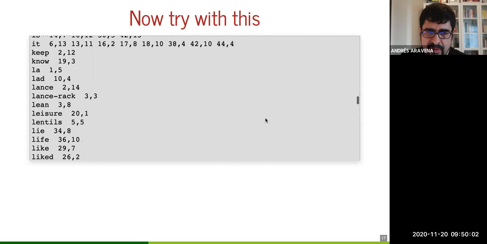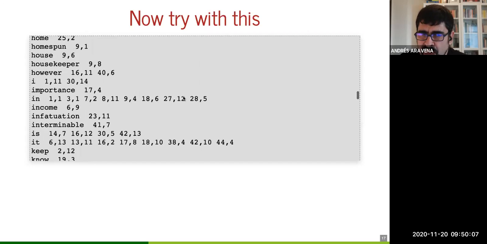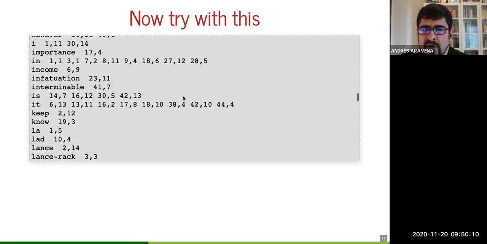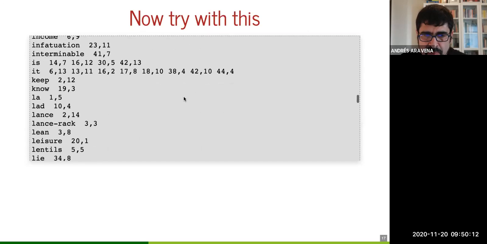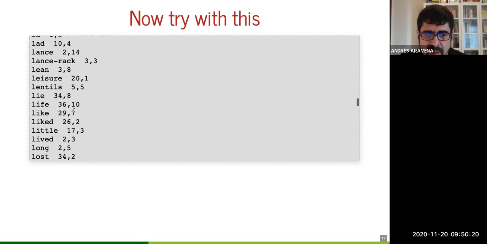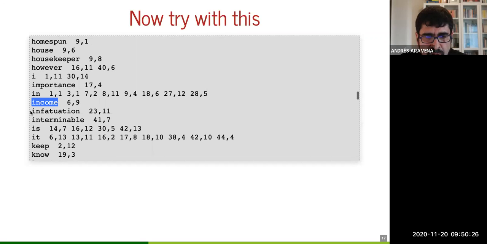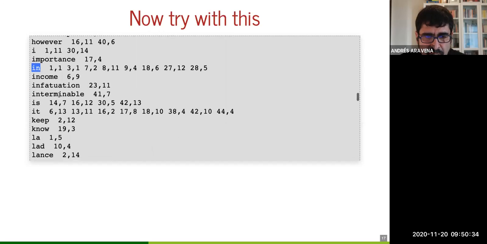I discard it, because it's a perfect match, not a partial match. I'm not doing a local alignment, I'm doing a complete match. So the only way that I will find "in" is "in". It's a perfect match. For example, it is not "income", not "infatuation", not "interminable", it's just "in". It's not this "in" inside "interminable". It's the word "in" versus the word "in".